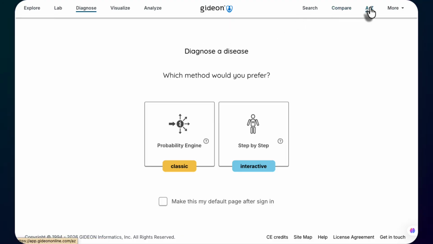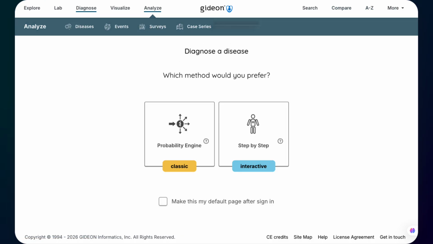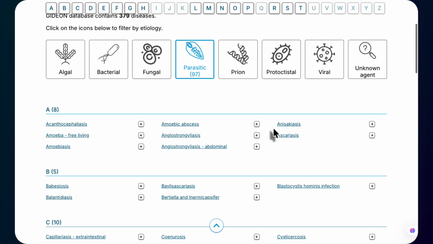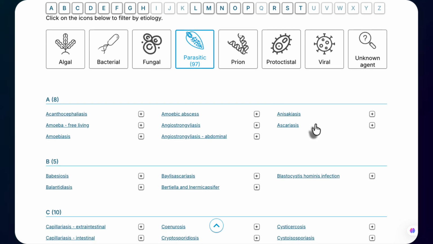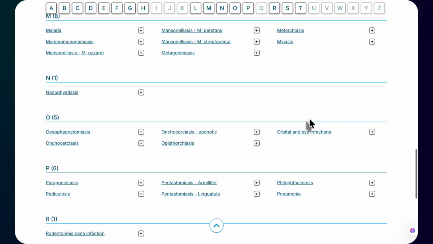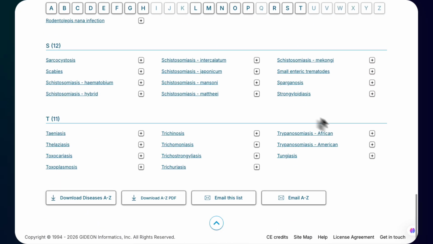Another one is the A to Z, so you can actually choose parasites and you get a list of 97 different parasites which you can examine here. Let's go to one of my favorites, toxoplasmosis.